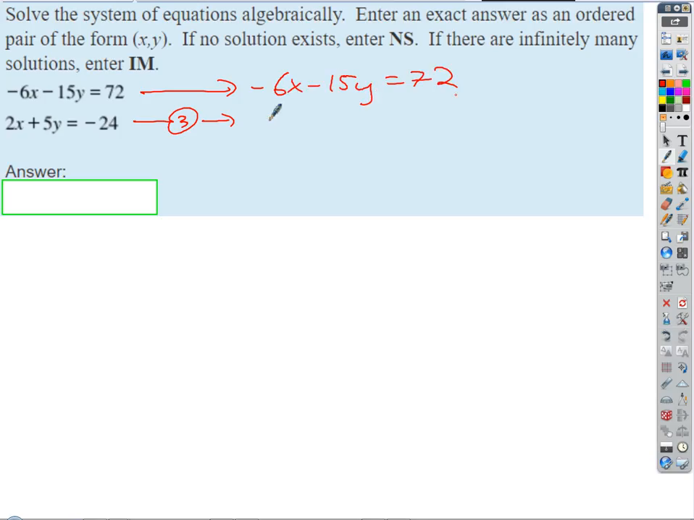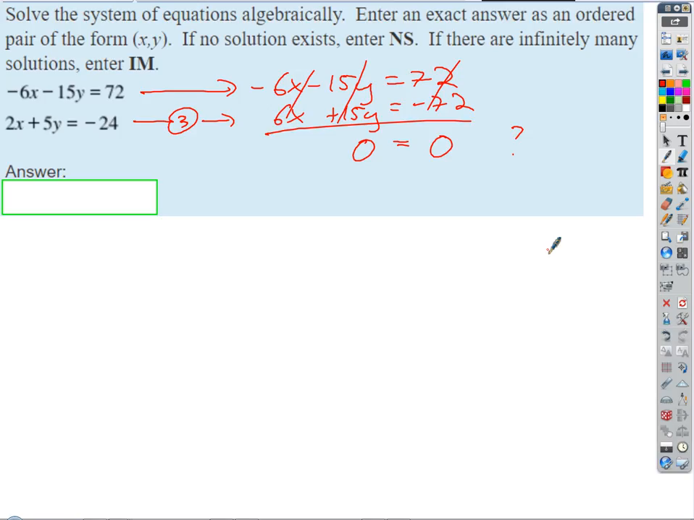So that's going to give me what on the bottom? 6x plus 15y equals negative 72. What happens when I combine these? Yeah, everything cancels. So those cancel, those cancel, those cancel. So what do I get on the left? 0. What do we get on the right? Okay, what's that mean?